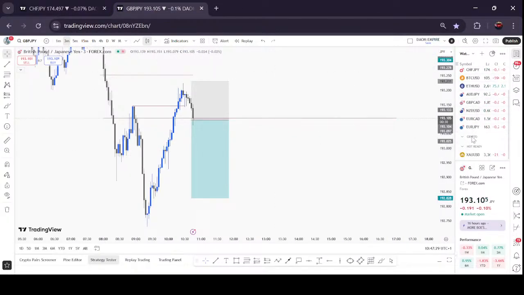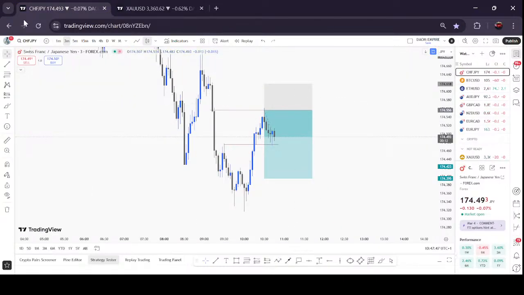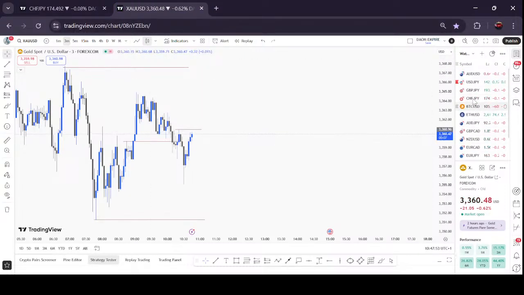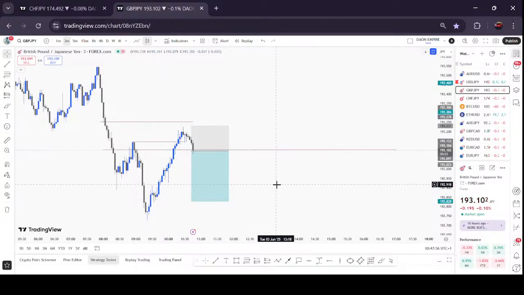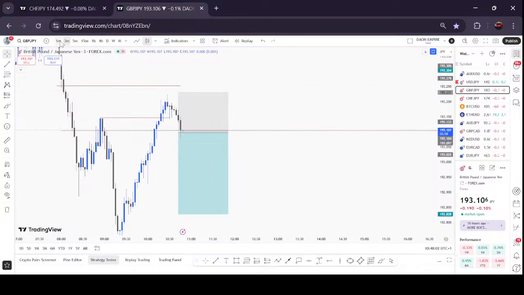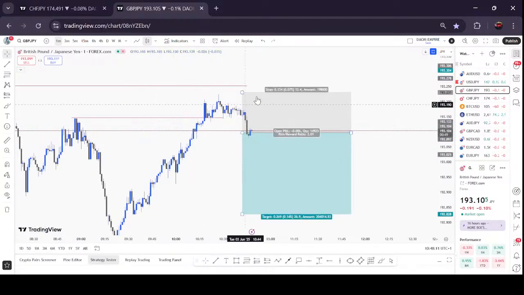So for the gold, if you are interested, this is a 3 minutes time frame analysis. Once this high is taken and this high is also taken, then it is probably ready for a buy. But we are having our CHF JPY in good profit right now, and our GBP JPY is still around the entry. Based on the candlestick I'm seeing on 1 minute time frame, I have engaged already.